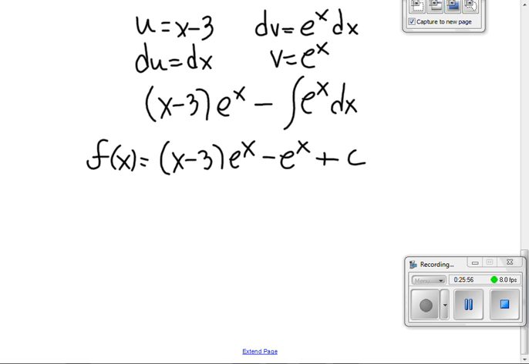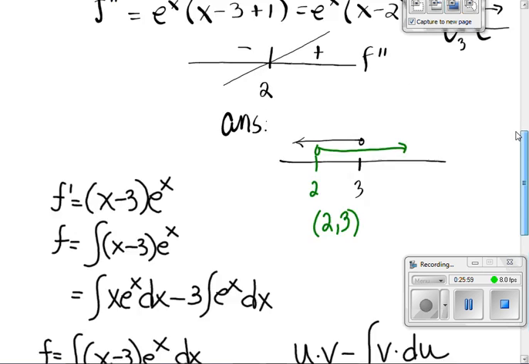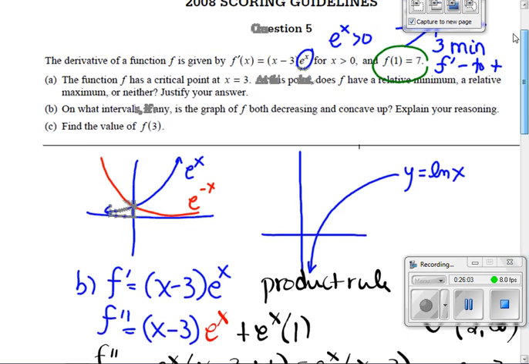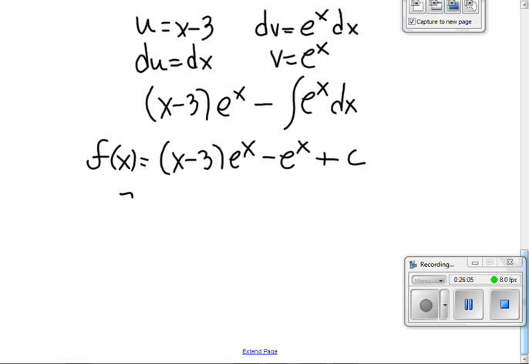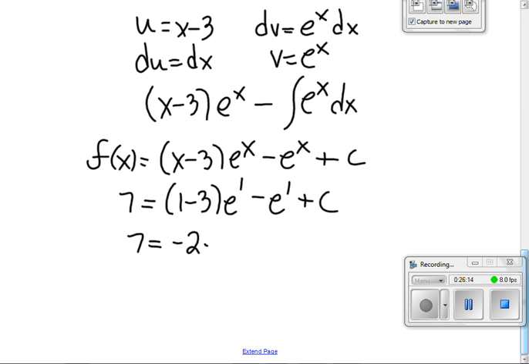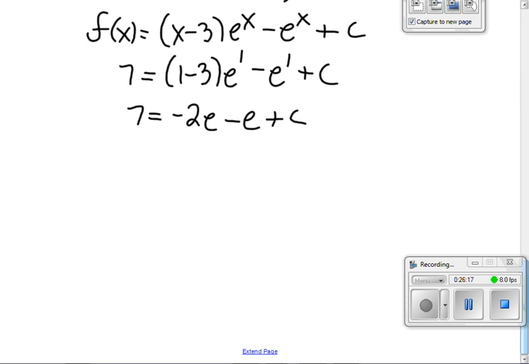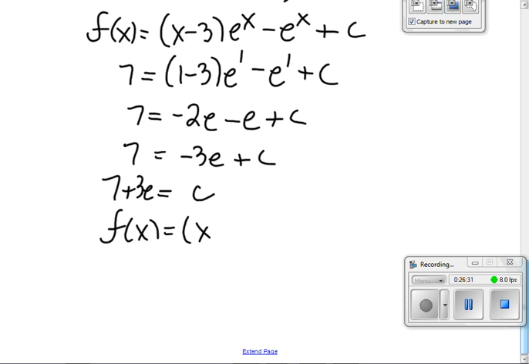This was a nice problem, this isn't bad at all. It goes through what point? 1, 7. So 7 equals 1 minus 3, e to the 1, minus e to the 1, plus c. So 7 equals negative 2e minus e plus c. So this is minus 3e plus c, so c is 7 plus 3e. Don't forget to answer the question. f of x is equal to x minus 3, e to the x, minus e to the x plus 7 plus 3e.